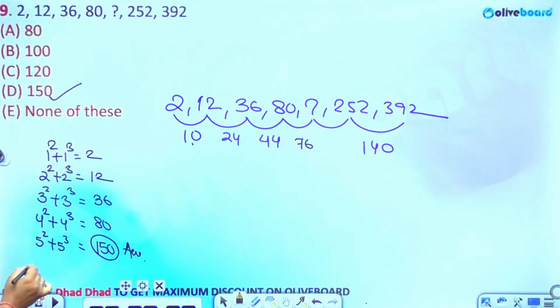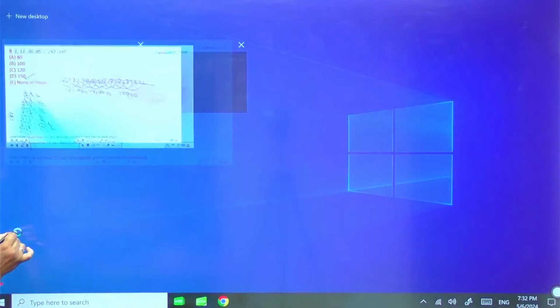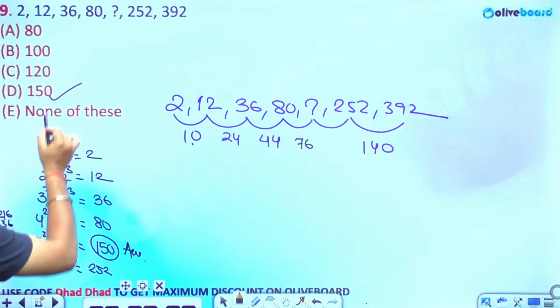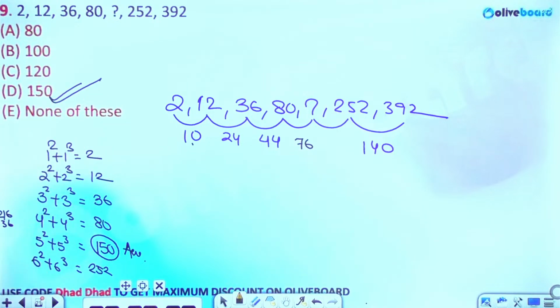So let me prove this. This is 6 square plus 6 cube. So 216 plus 36, that is equal to 252. Yeah, 252. So that has been proved. So we can go for 150. So 150 is the answer of this particular question.